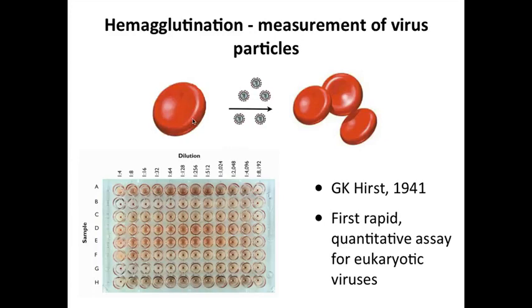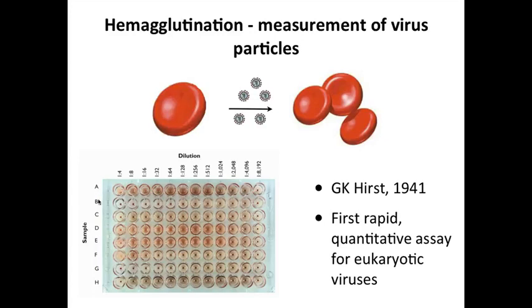So again, you add viruses to red blood cells. If viruses are present in your sample, the red blood cells will agglutinate. The virus, again, will not replicate in the cell. We're simply attaching the virus to the receptors on the surface of these red blood cells. Now, at the lower left is a 96-well plate showing a hemagglutination assay in practice. We call this an HA assay for short.